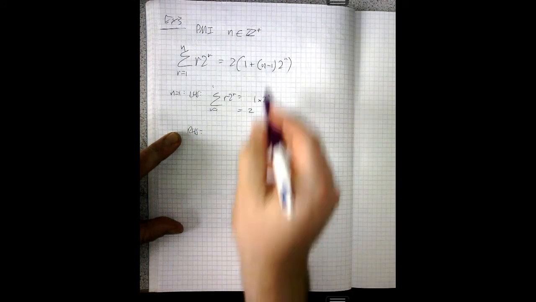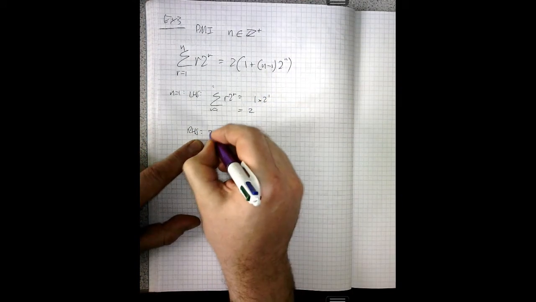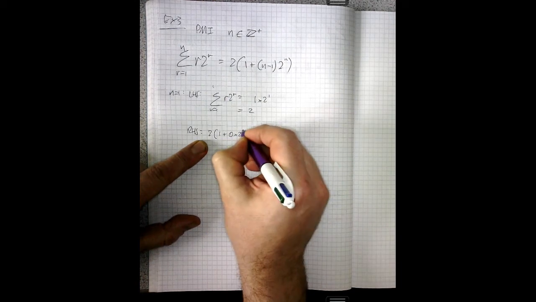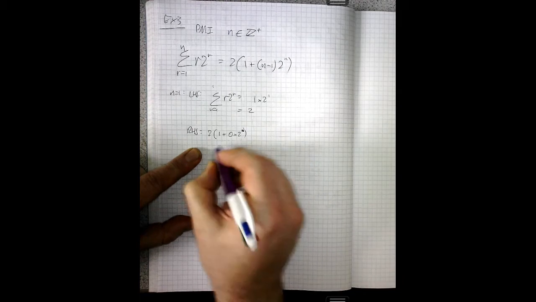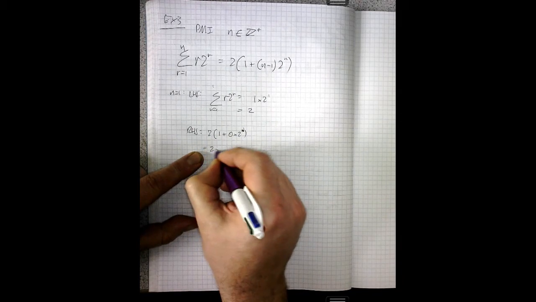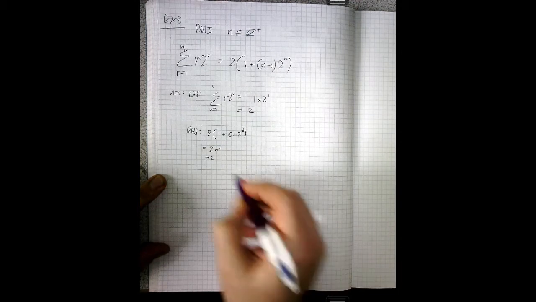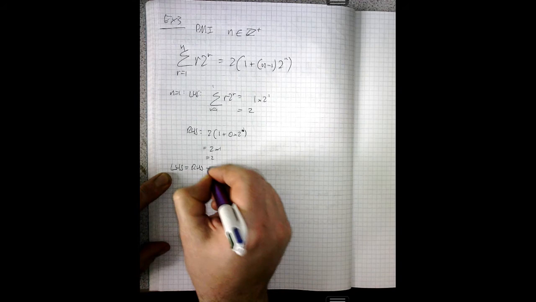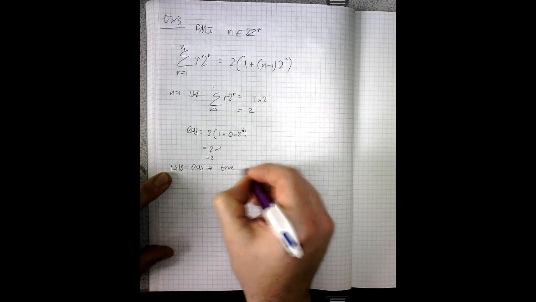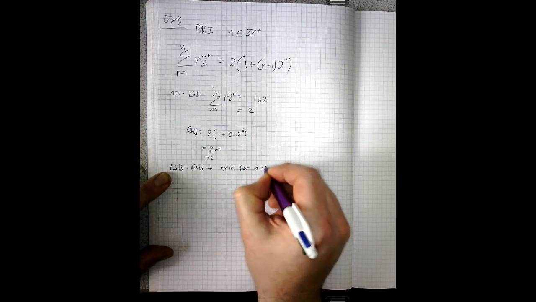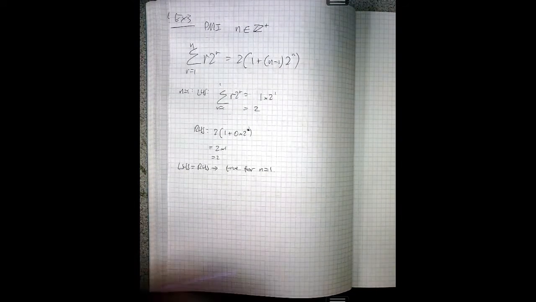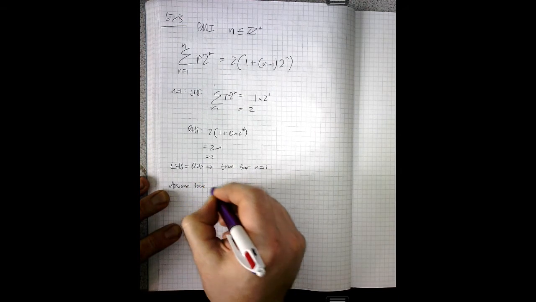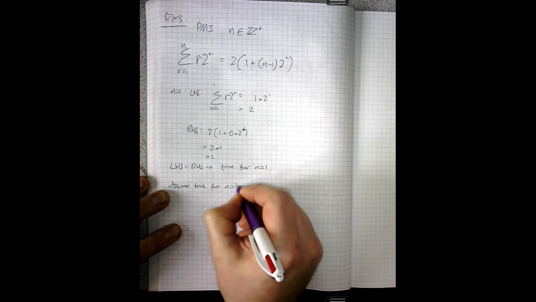Right hand side, I sub in 1 again. 2 times 1 plus 0 times 2 to the n, 2 to the 1. Well, that's 2 times 1, which is 2. Good. Left hand side equals right hand side, which implies that it's true for n equals 1. So we're going to assume true for n equals k.